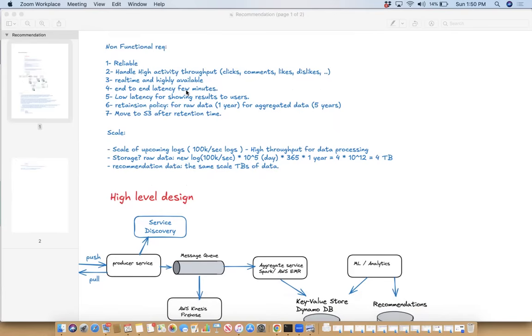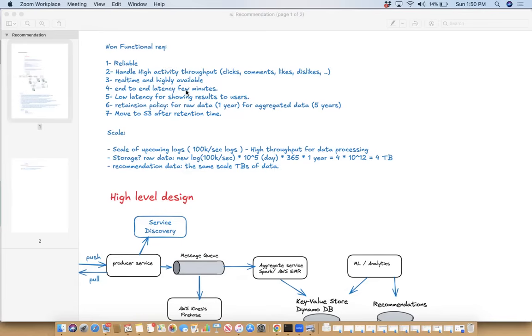End-to-end latency of a few minutes is acceptable, from the time that we gather logs, process them, and aggregate them until the time that it's ready to be shown on the user's feed. In the end-to-end latency, a few minutes is reasonable. This doesn't need to be real time.